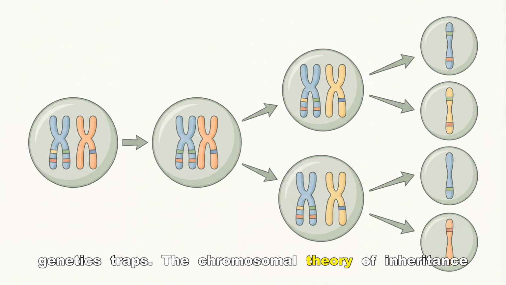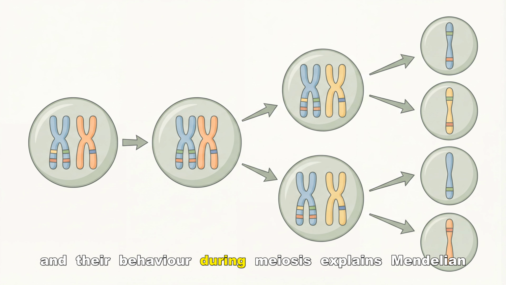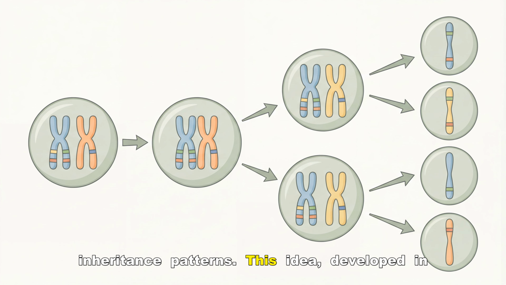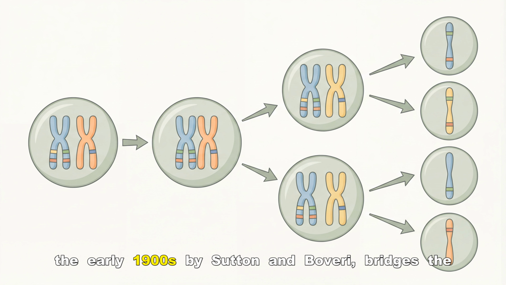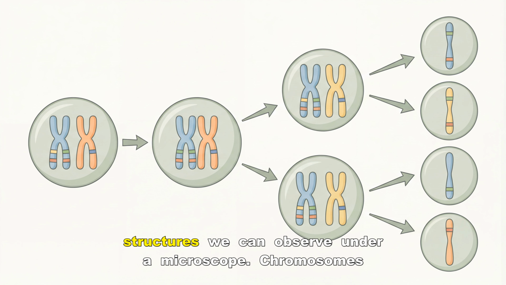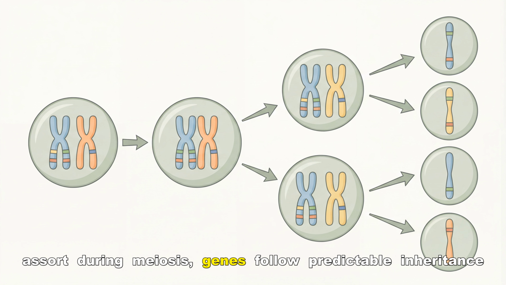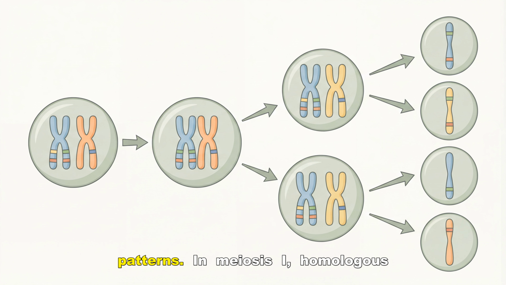The chromosomal theory of inheritance states that genes are located on chromosomes, and their behavior during meiosis explains Mendelian inheritance patterns. This idea, developed in the early 1900s by Sutton and Boveri, bridges the gap between Mendel's abstract factors and physical structures we can observe under a microscope. Chromosomes carry genes, and because chromosomes segregate and assort during meiosis, genes follow predictable inheritance patterns.